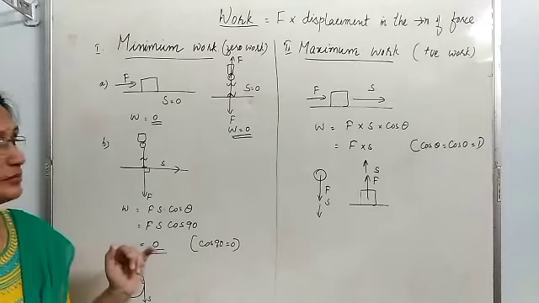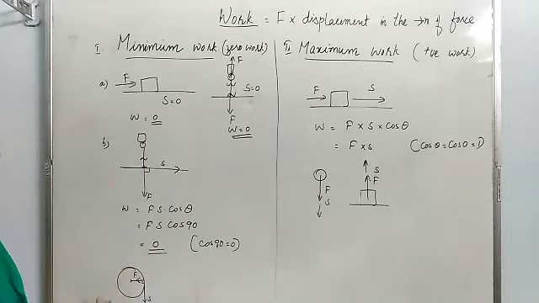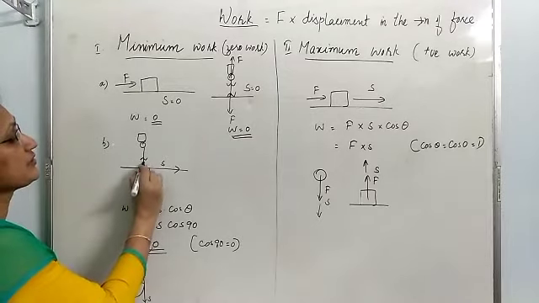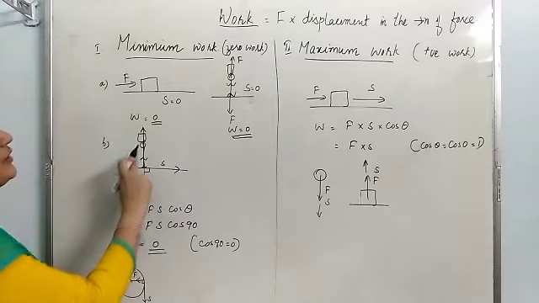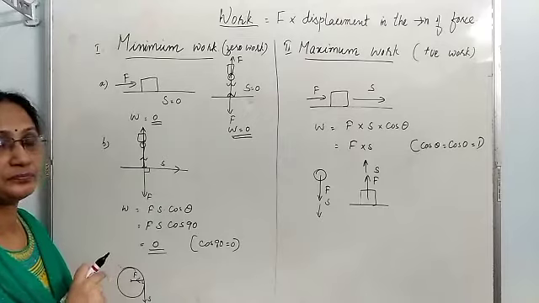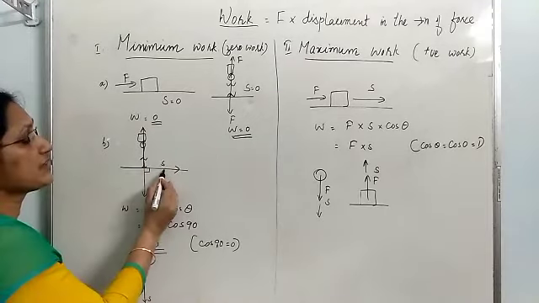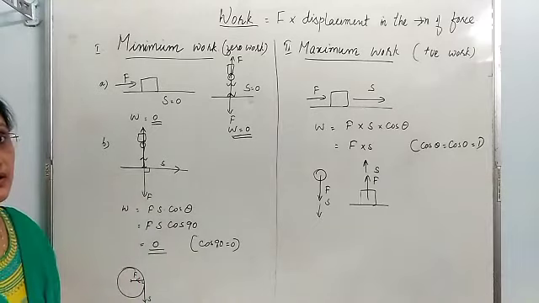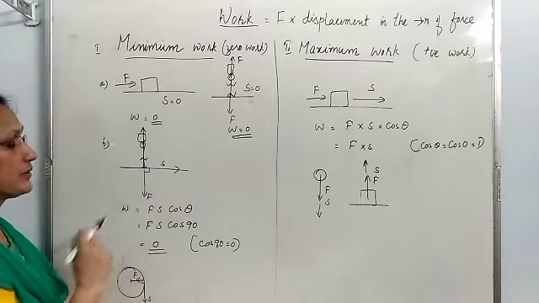Look at the third example. A man carrying some luggage on his head. The gravitational force acts in the downward direction. Against the gravitational force, the man exerts force, and he walks along a horizontal platform. Here the man was stationary before, but in this case the man is moving. This is the direction of displacement. Let us calculate what is the work done here, by the man or the gravitational force.